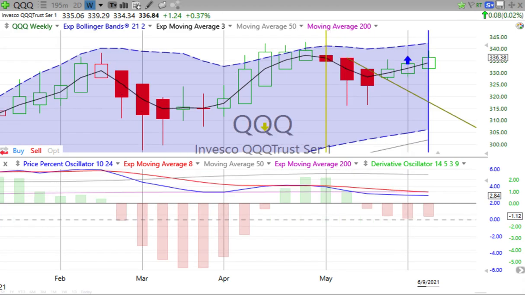Let's look at the NASDAQ. It is up 0.02. Now that's not 2%. That's not anything but a barely little move up. 0.02%. What do we see going on here? We do have a green candle drawing for the week. Price percent oscillator still negative. Derivative oscillator still negative, losing some downward momentum.